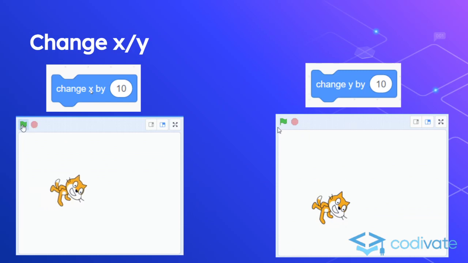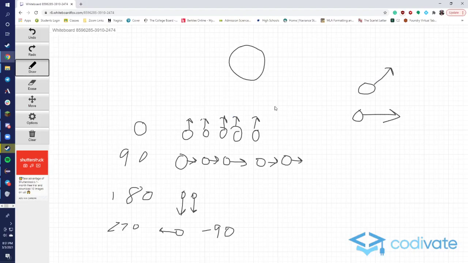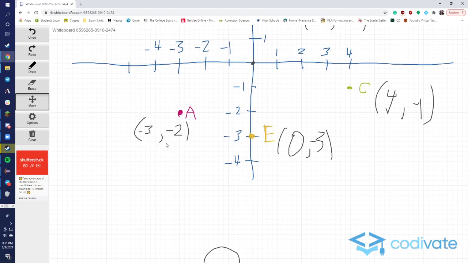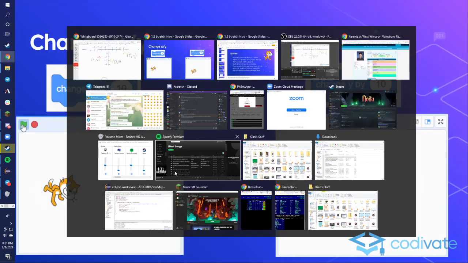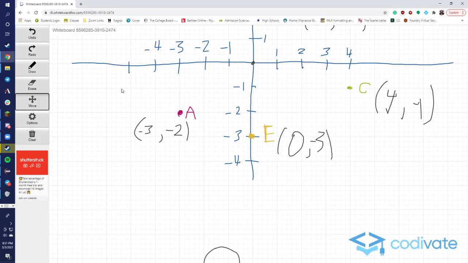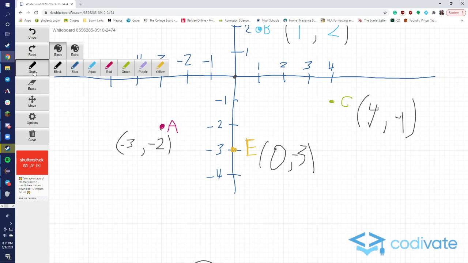So we have change x by 10 here. Let me explain by saying x and y are your two numbers in your coordinates. So this here would be your x and your y. It doesn't really matter. Really think of it as horizontal and vertical, and they just happen to be called x and y. So we have change the horizontal by 10, which means add 10 to it. So if we took this 3 and added 10 to it, where would this point go?